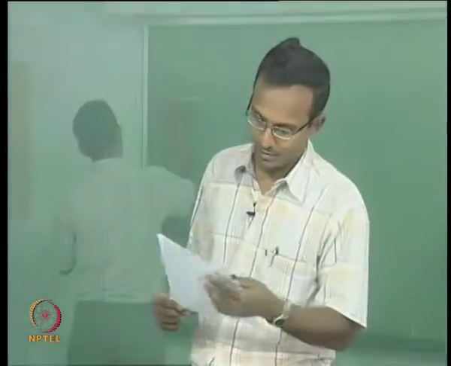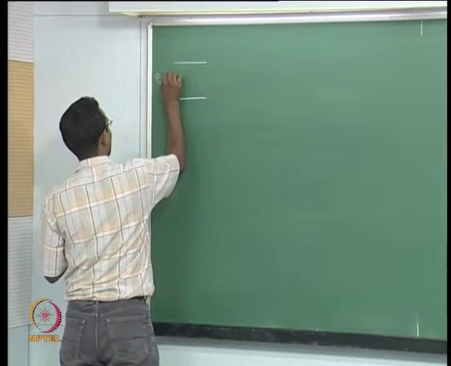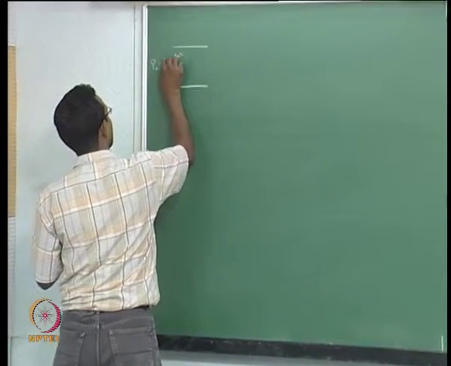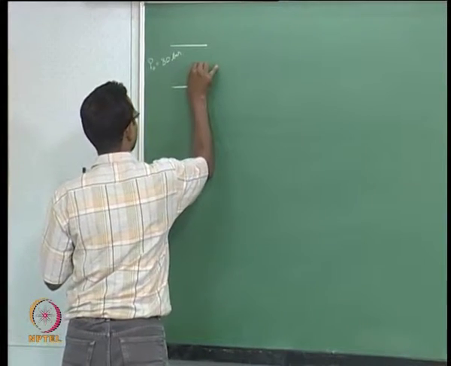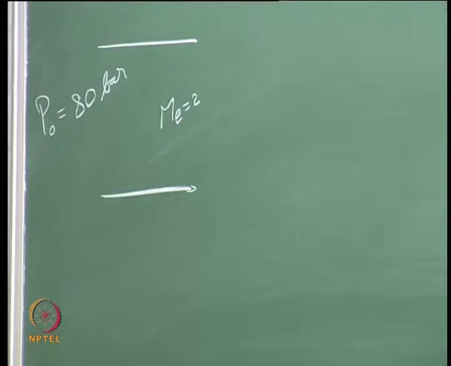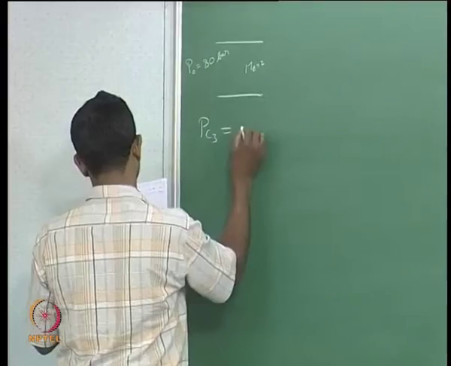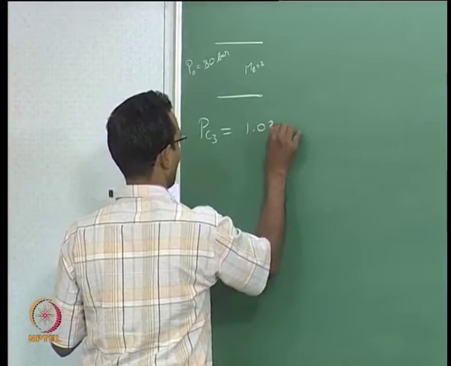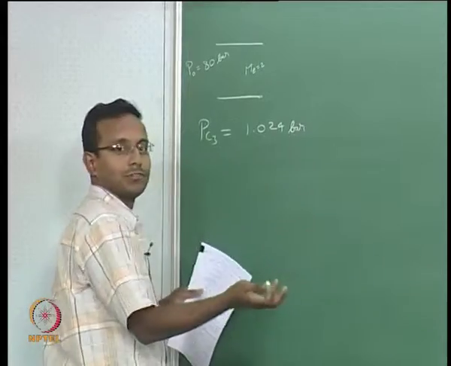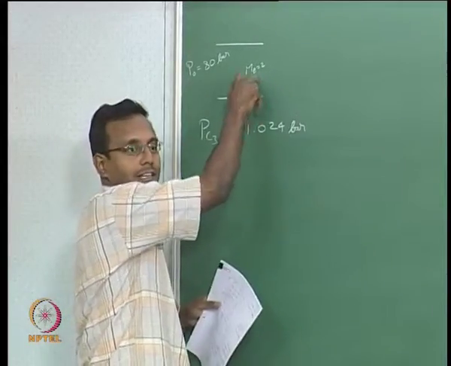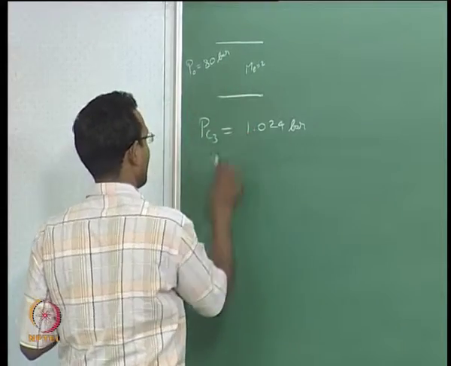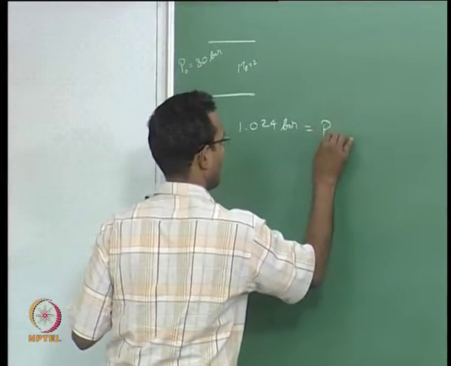Hello everyone, welcome back. We were beginning to solve the numerical example of the supersonic jet problem. We said that we have a P naught of 80 bar and M exit is 2.0, and for this particular condition we found that P critical 3 was 1.024 bar, which of course will be equal to the P exit at the end of the nozzle when it is fully expanded. So, I just said it is equal to P exit.